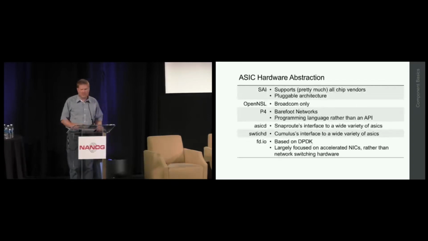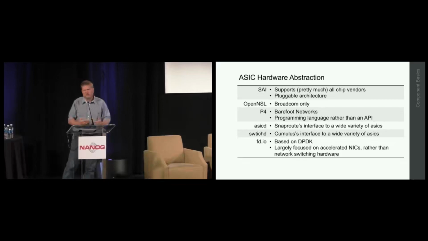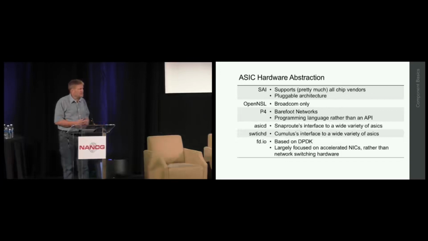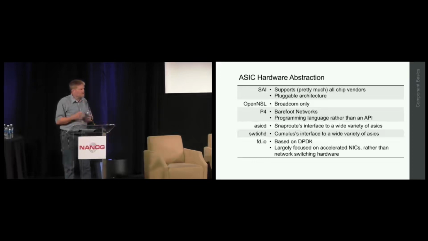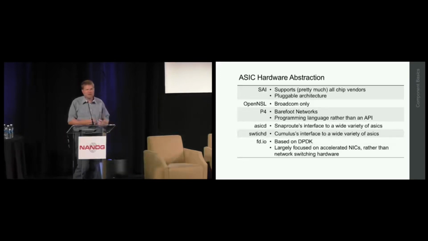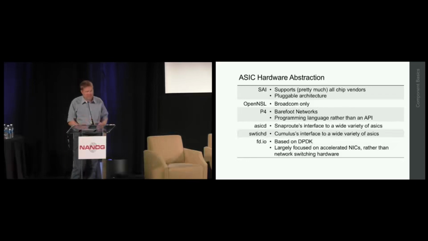The ASIC hardware abstraction is a very complex area right now. There's an awful lot of stuff going on in this space, so you really have to think through exactly what you're doing. The ASIC hardware abstraction effectively takes your RIB routes and installs them into the FIB or into the ASIC so that you can do forwarding. There are things like SAI, Switch Abstraction Interface, which is supported pretty much by all chip vendors. It's a pluggable architecture. In fact, the way SAI supports Broadcom is it basically uses an OpenNSL plugin in the SAI architecture. So this is going to pull your RIB routes in some way, and it's actually going to install them in the FIB.